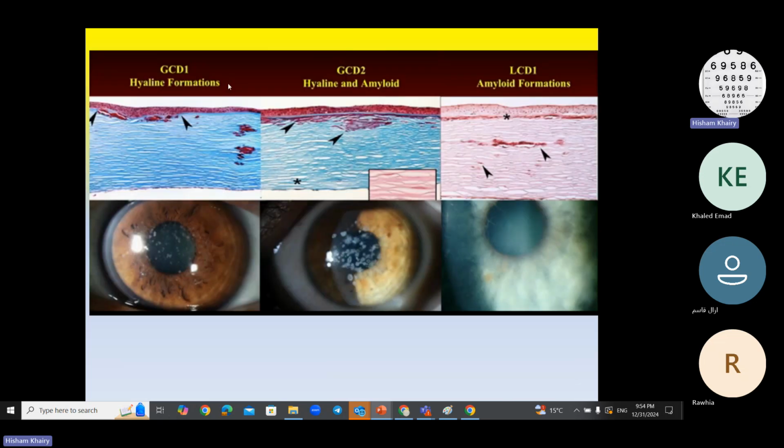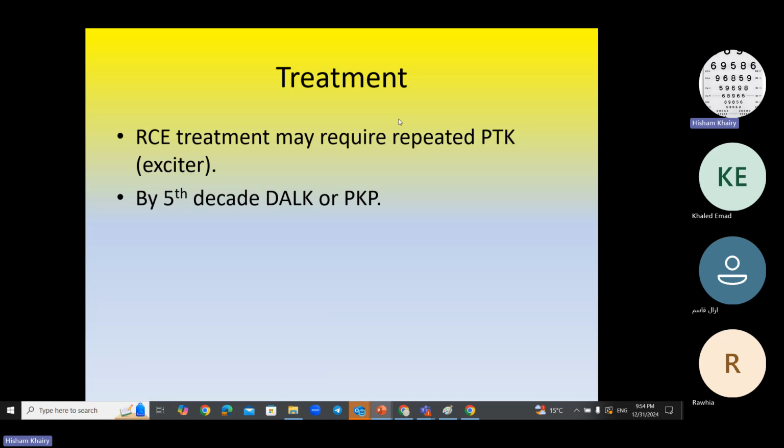So here is a comparison between granular corneal dystrophy type 1, type 2, and lattice corneal dystrophy. Hyaline formations are in granular corneal dystrophy within the stroma. In type 2, there is both hyaline and amyloid, and in lattice, there is amyloid.